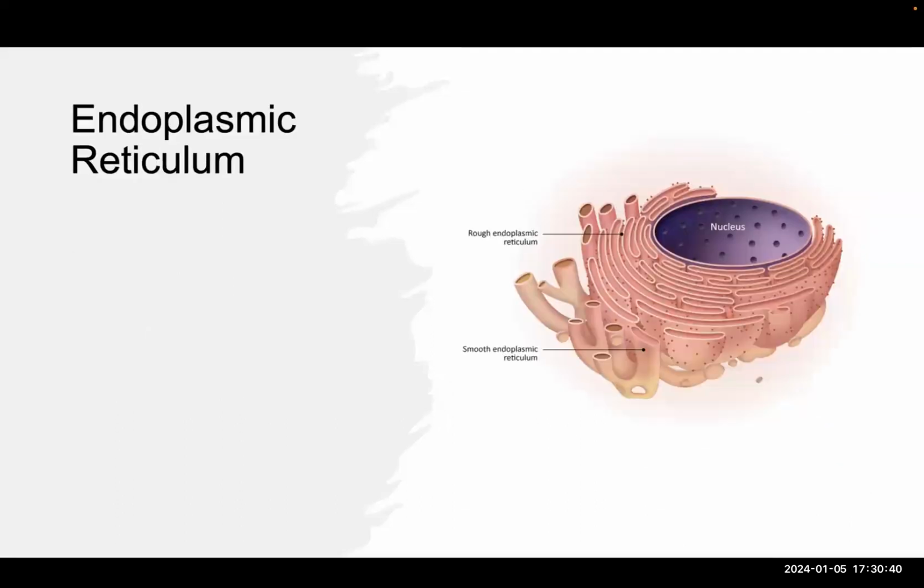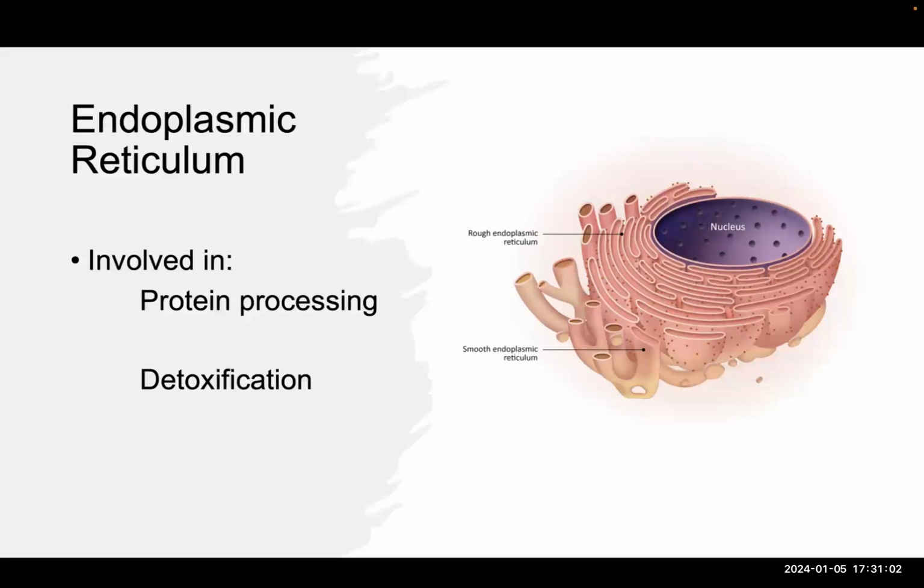Next structure we have is the endoplasmic reticulum. It's sometimes abbreviated as ER. ER is involved in protein processing, and we'll talk more about that later. One thing we can talk about a little bit right now is detoxification.